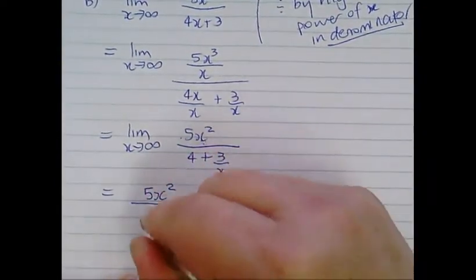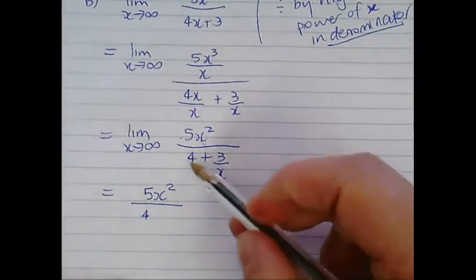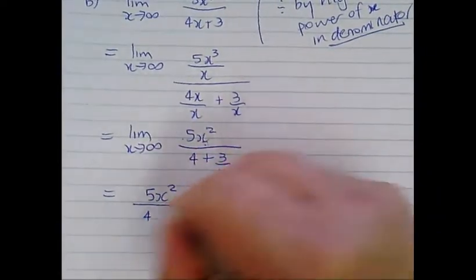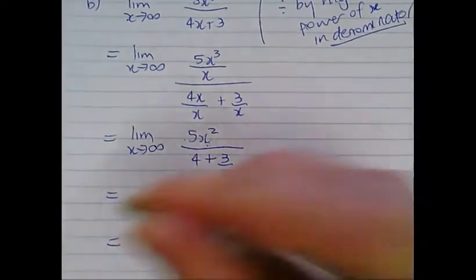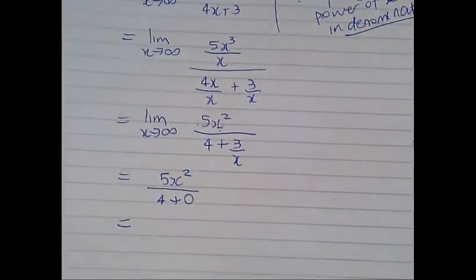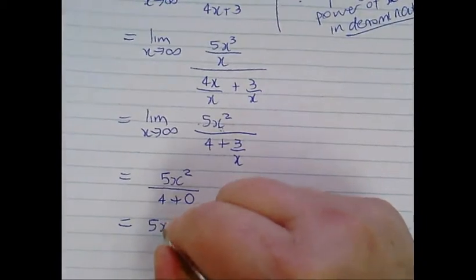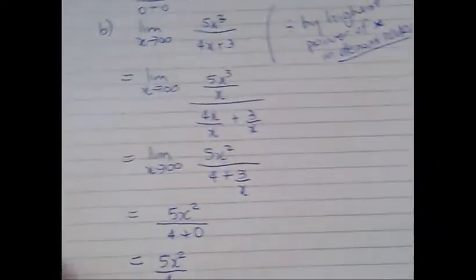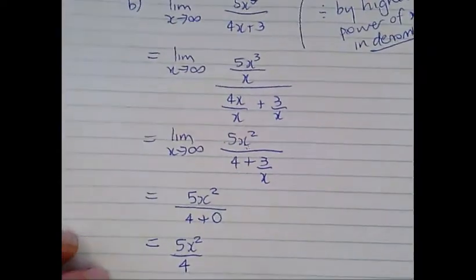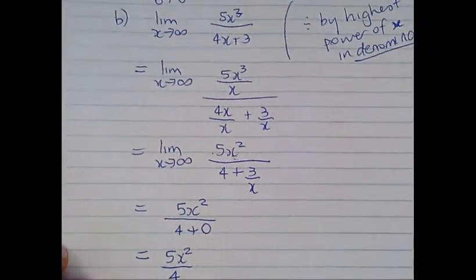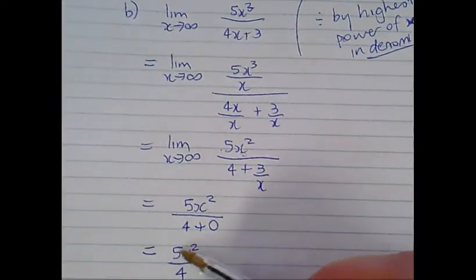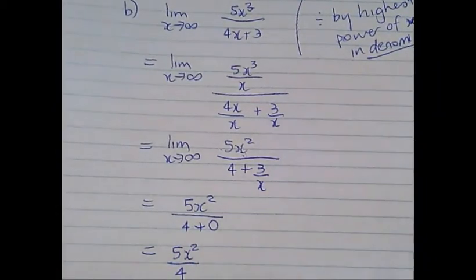So it's 5x squared over, again, substituting x as limit as x approaches infinity. The 4 doesn't change, and 3 over x divided by x becomes 0. So we have 5x squared over 4. And that is what this curve approaches as x approaches infinity. That curve will approach this function, 5x squared over 4. Okay?